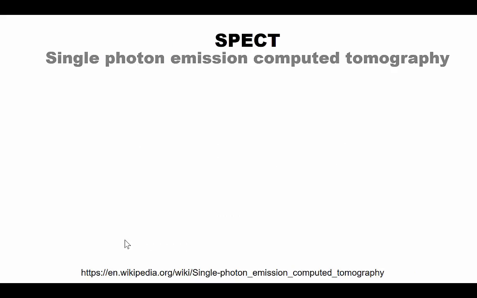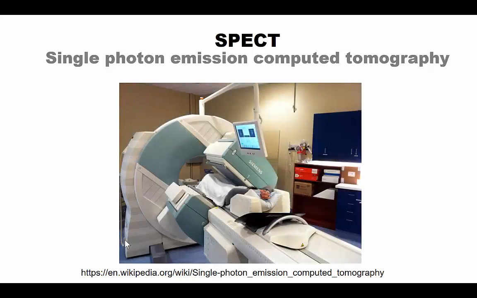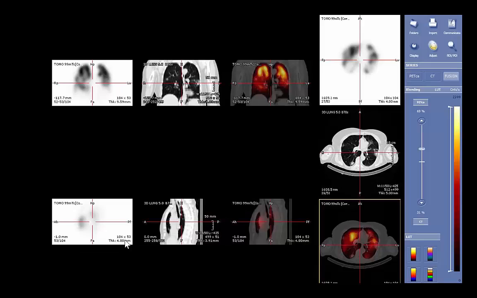Now let's look at SPECT. SPECT is single photon emission computed tomography. Here, single photon means gamma ray, and CT means we generate three-dimensional images. So altogether, gamma ray based 3D imaging, this is SPECT. SPECT utilizes multi-angled cameras, collecting multi-dimensional images to construct tomography images. This is the SPECT image obtained from the lung.